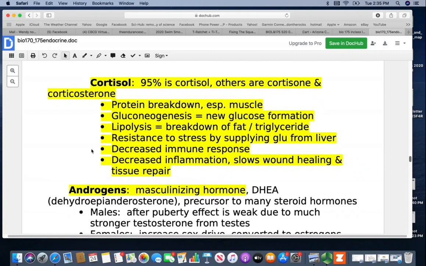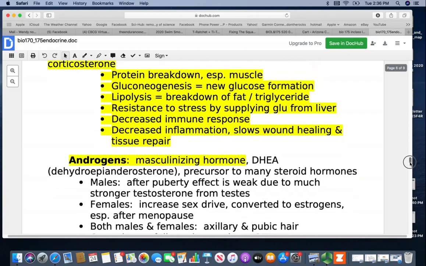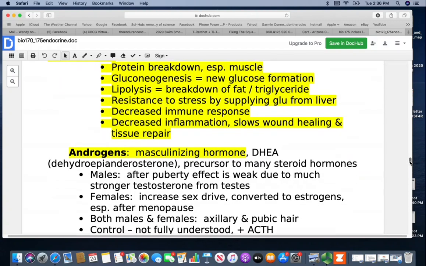So androgens, they're masculinizing hormones. They're derived from DHEA, dehydroepiandrosterone. That's actually a precursor to many of the steroid hormones. That's why stress can actually affect hormones and throw off some of your hormone cycles, because everything comes from DHEA. If you're using all of it to make your stress hormones, you may not have your levels of your other hormones be quite as high as they normally are.